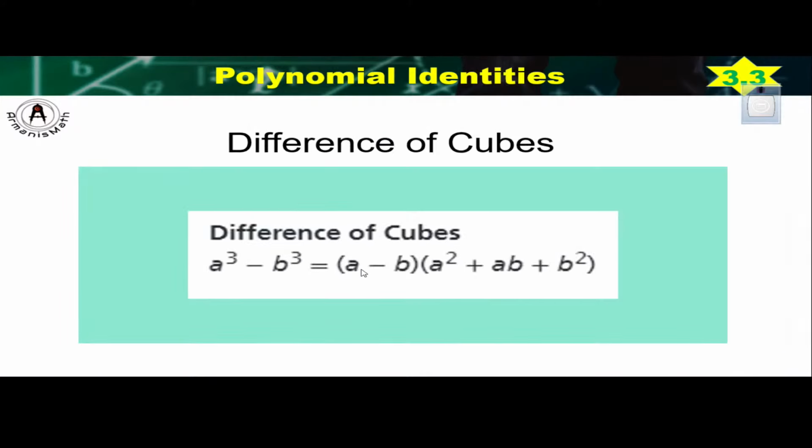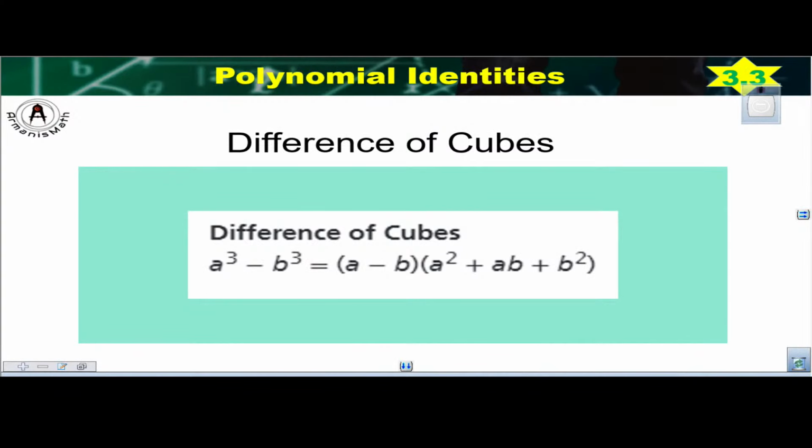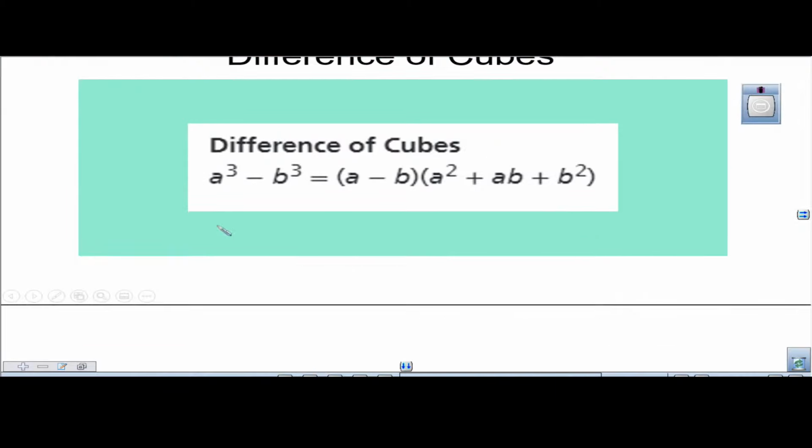All right, the third item I want to cover today is called the difference of cubes. Well, how do you draw a cube, Armani? Well, let me show you how you draw a cube. Do this with me, okay? So draw yourself a square, just like this. And right in the middle here, draw another square. See that? And then link the edges.